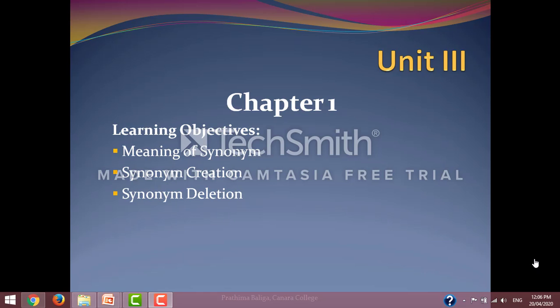Good day, dear students. Today, let us study the topic synonym from chapter 1 of unit 3. In this topic, we will learn what is the meaning of synonym, how to create it and delete it. First, let us understand what is a synonym.